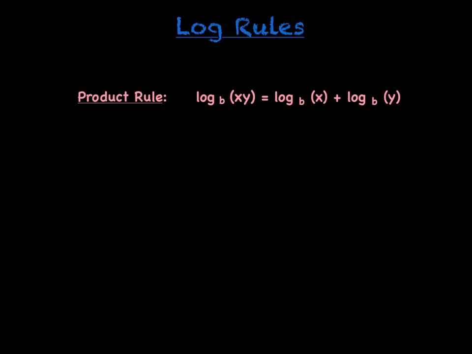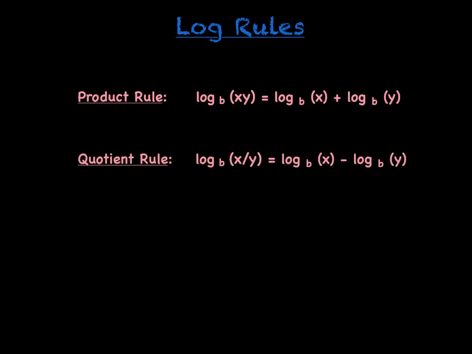The next rule is the quotient rule, and the quotient rule just says that log to the base b of x divided by y is equal to log to the base b of x minus log to the base b of y. So note, when we have multiplication, we could break it up into an addition problem. When we have division, we can break it up into a subtraction problem.